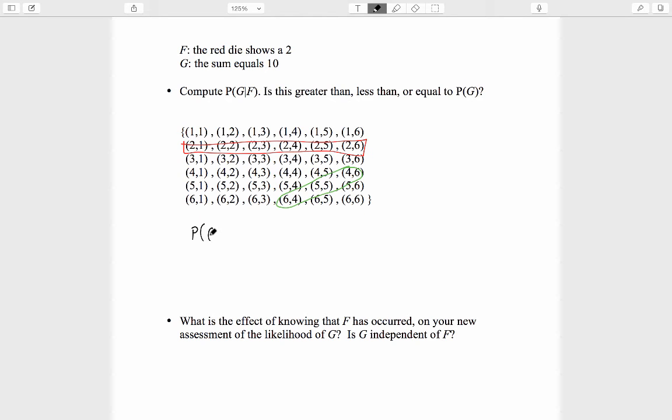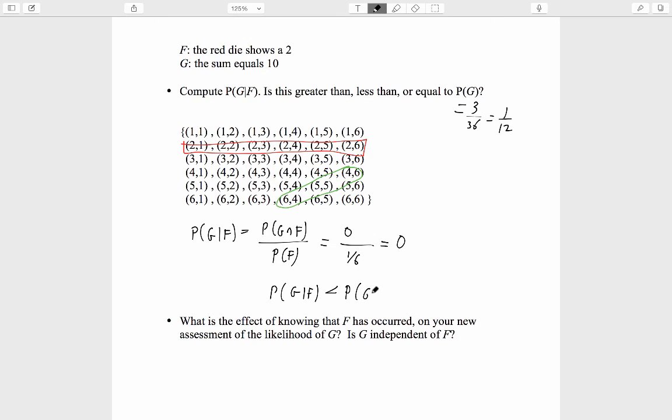What does that tell us? It tells us that when we go to compute the probability of G given F and apply the formula, probability of G intersect F divided by probability of F, this numerator, the probability of G intersect F, is 0. Because there is no intersection, there are no outcomes in common between F and G. So this is 0 out of 1/6, which is just 0. Whereas P of G is not 0. P of G we found earlier was 3 out of 36, or 1/12. So the conditional probability is less than the unconditional probability.